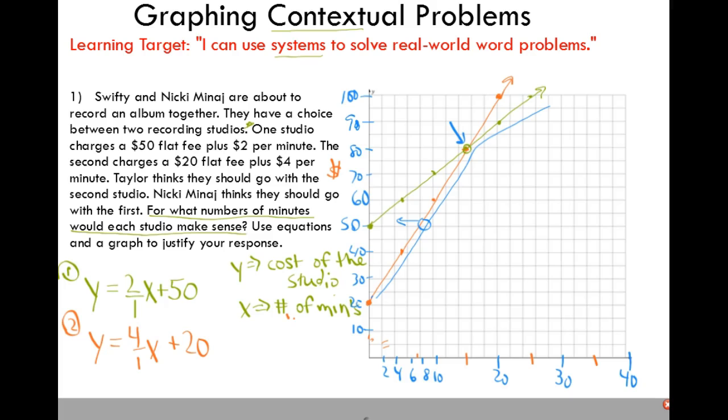This is the turning point where it changes which studio is better. At first, for a while, the orange studio, or the number 2 studio, that was it Swifty wants, is going to be better. Up until, it looks like 15 minutes. So at 15 minutes, they cost the same.